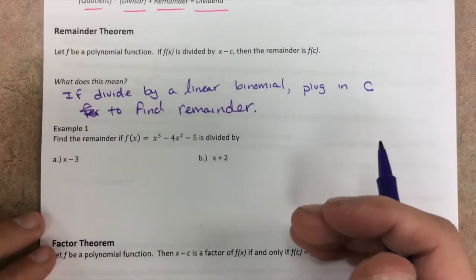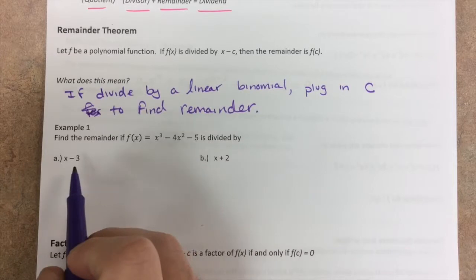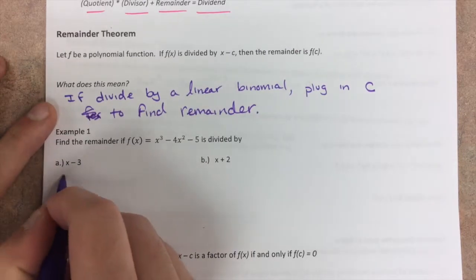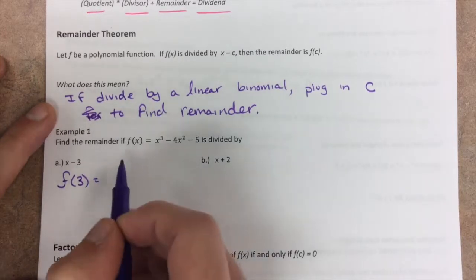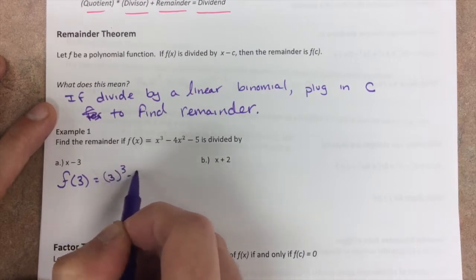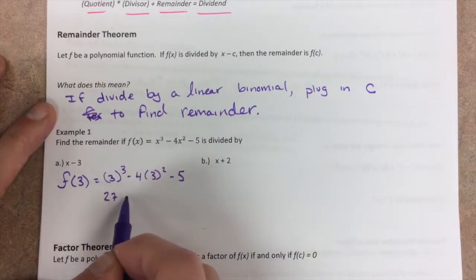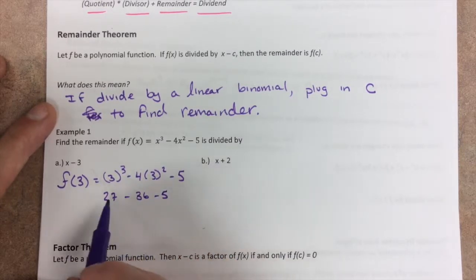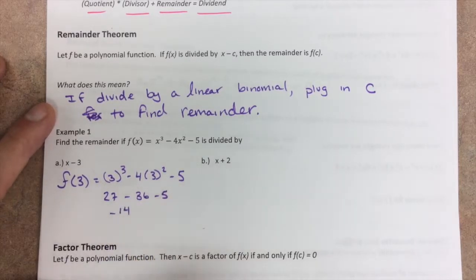We're going to use the remainder theorem to figure out, if we divided this polynomial by x minus 3, from the remainder theorem, it would be the same thing as just plugging in 3 to our function. And if we plug in 3, that's 3 cubed minus 4 times 3 squared minus 5, or 27 minus 36 minus 5. So 27 minus 36 is negative 9, minus 5 is negative 14.